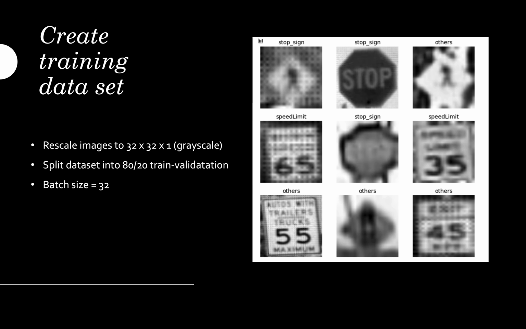for this project. So first of all, how did I create my training datasets? I rescaled the images to make sure that all the images have the same size, the same number of pixels. So I'm going down to 32 by 32, and I grayscale them, filtering out the red, green, and blue, and just dealing with single channel images. After that, I split the dataset 80-20 into training and validation, with a batch size of 32.